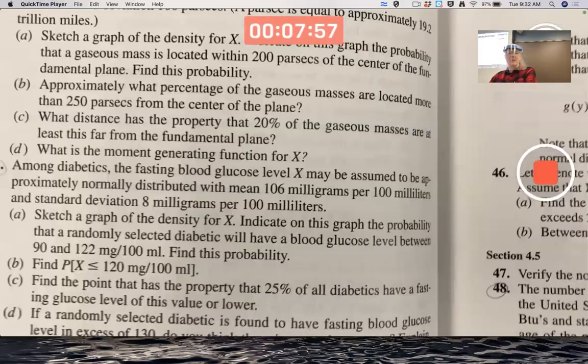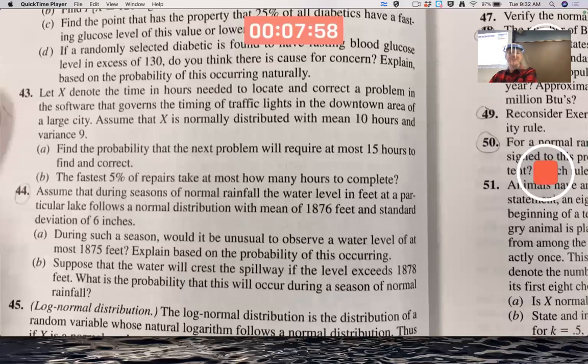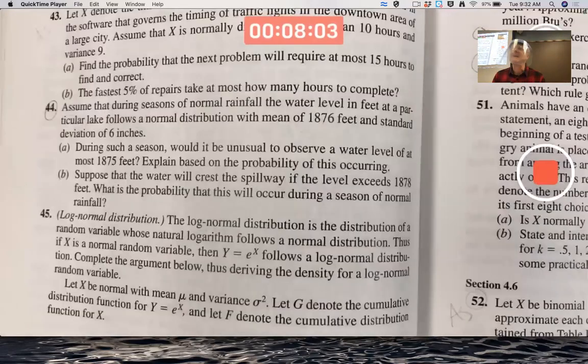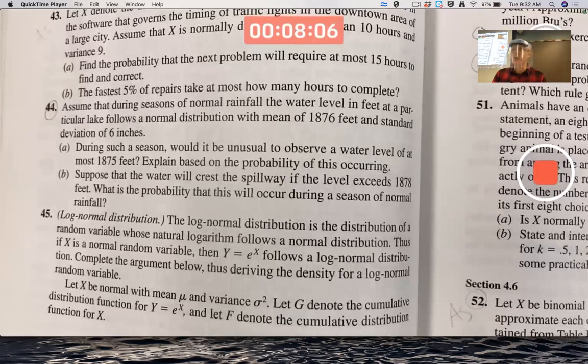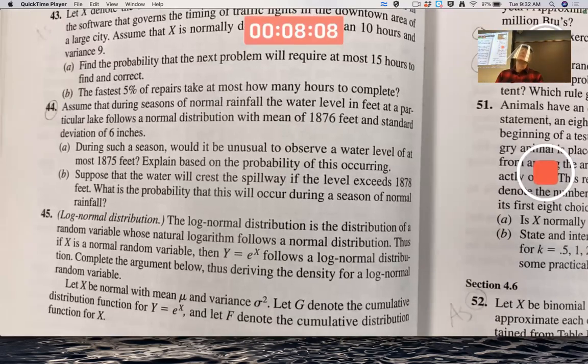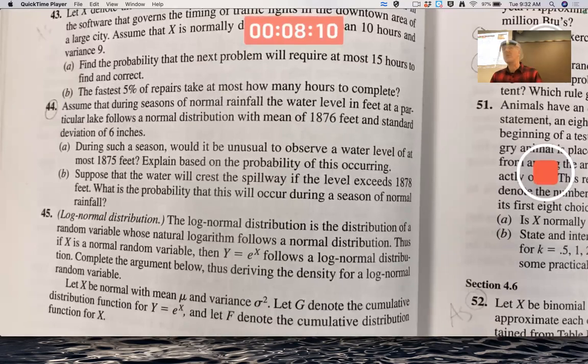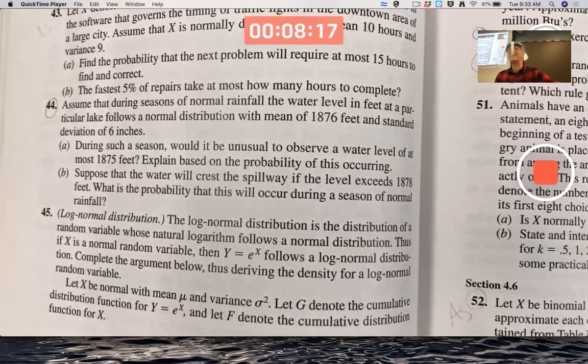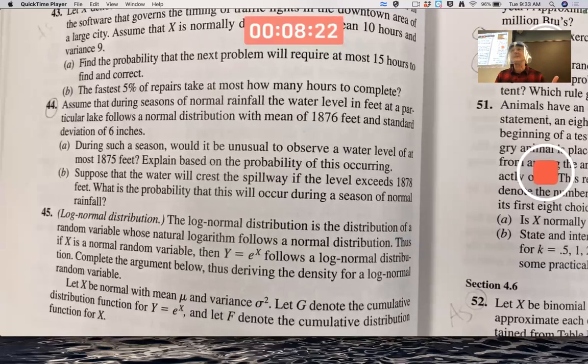So this is about something called a log normal distribution. The name is a little confusing. It's not the log of a normal distribution. It's a distribution whose log is a normal distribution. Log normal, it's a little confusing, the name. It's not the log of a normal random variable. Instead, it's a random variable whose log is a normal random variable.